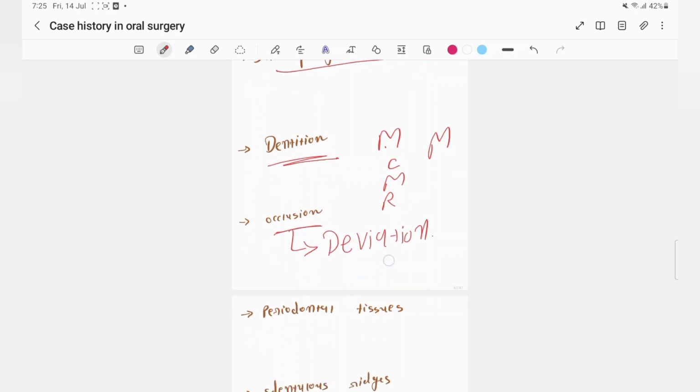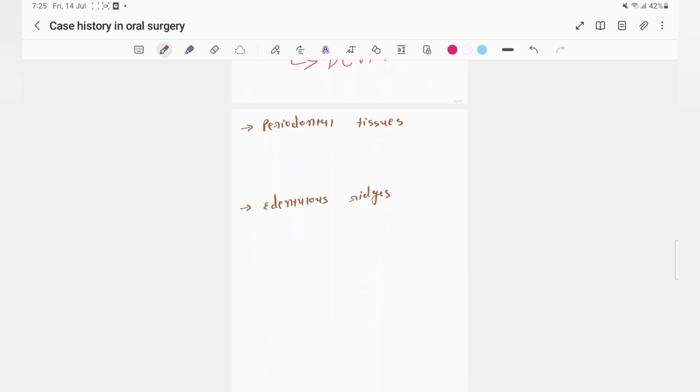And after this, now you have to examine the periodontal tissues to see the color and texture of the gingiva and any signs of recession or hyperplasia or infection. Then in edentulous ridges, you have to examine the form of the ridge, any soft tissue abnormality or any bony abnormality like tori, bony protuberance, all those things.